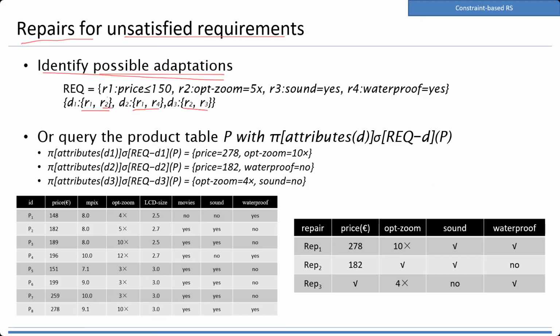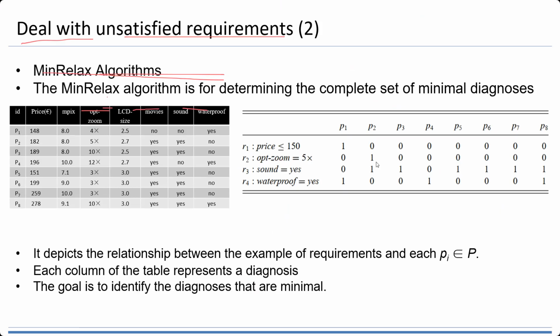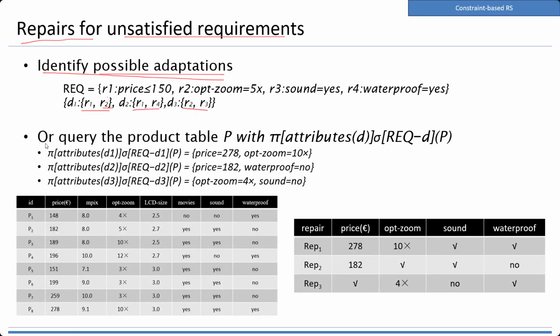What we already looked at, the query can be used for this. Query the product table P with the attributes of D with the requirement minus the diagnosis. So for example, we have the attribute D1, and then we want to change the requirement according to the D1.